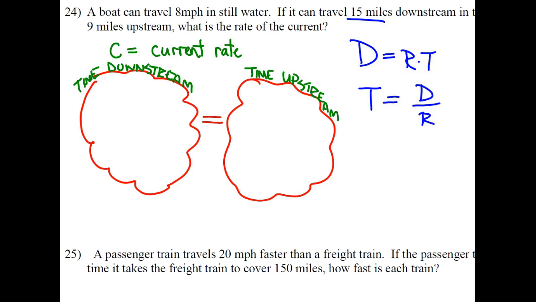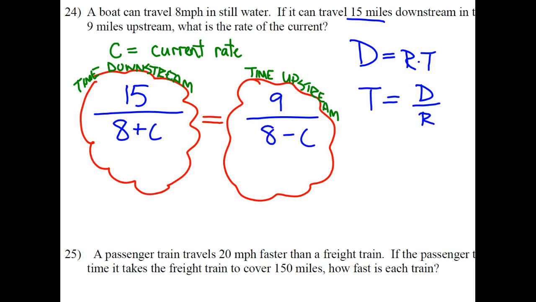All right, so now we have time. So, distance over rate. Well, one of them went 15 miles. That's the one that went downstream because it's going faster downstream because you're going with the current. The other one went 9 miles upstream. It's harder to go upstream because you're fighting that current, right? Okay, how fast is the boat in still water? Well, that's 8 miles an hour. So downstream, I'm 8 plus the current, and upstream, I'm 8 minus the current. So there's your relationship between the two.